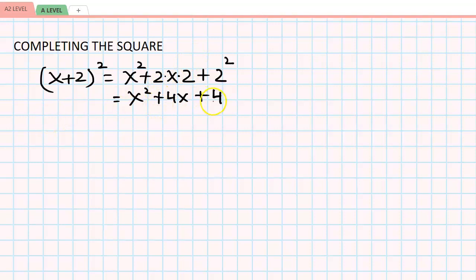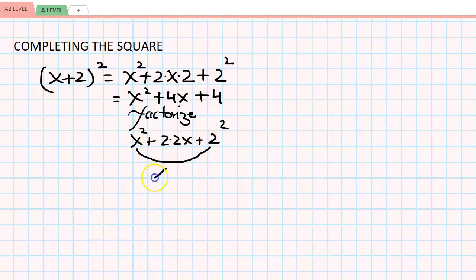So if a question is given in this way and you are asked to factorize it, you know very well that this is x square, this one is 2 multiply 2x, and this one is 2 square. So you can write this as (x + 2) square.